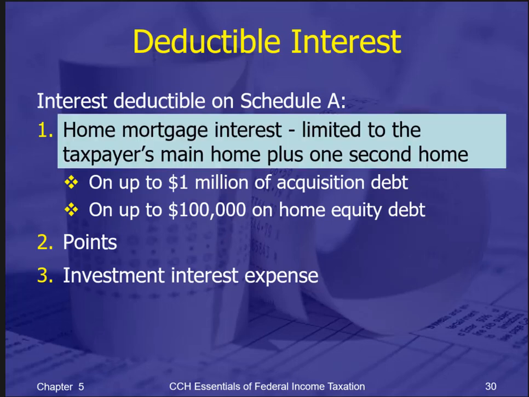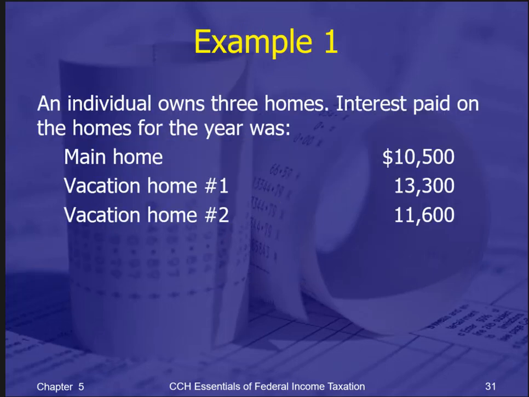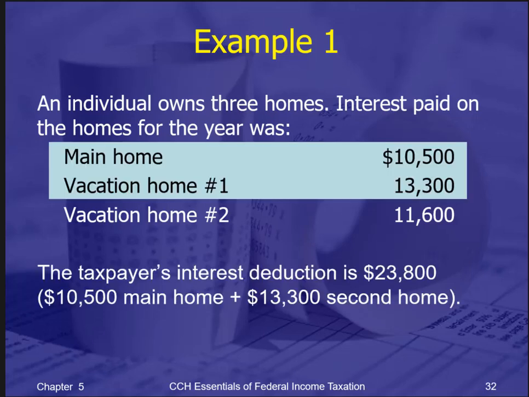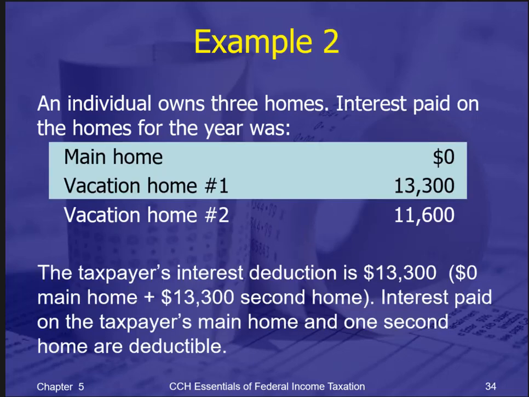Points. Oh, just first of all, a couple of examples. In this case, we have 3 homes, but we only get the main home and 1 vacation home. We choose the highest of the 2 to get the greatest deduction. If we have paid off our main home and we're still paying on the vacation home, then we don't get a second vacation home. We only get the main home and 1 vacation home.